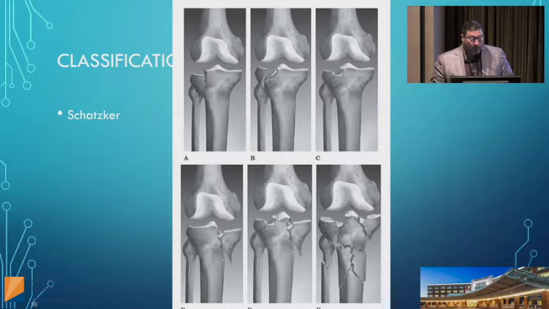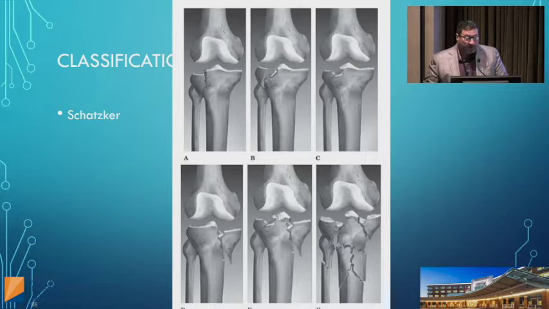So we talk about classification of tibial plateau fractures. They were come up with by Dr. Schatzker, who I had the opportunity to do some of my fellowship with. In 1979, he wrote a landmark paper on the classification and treatment of these, which revolutionized how we treat these today, and very little has actually changed.